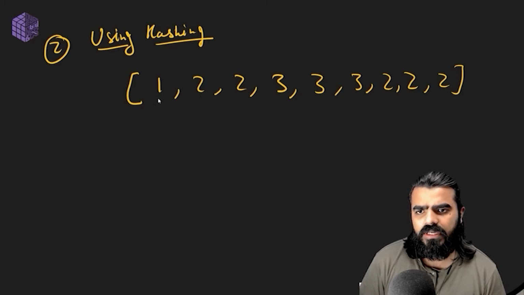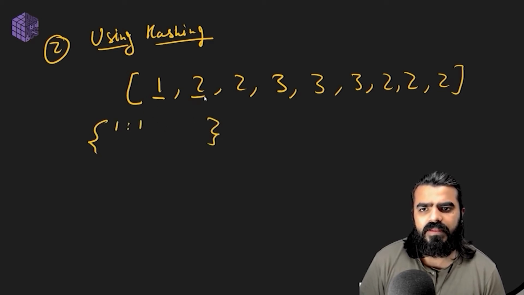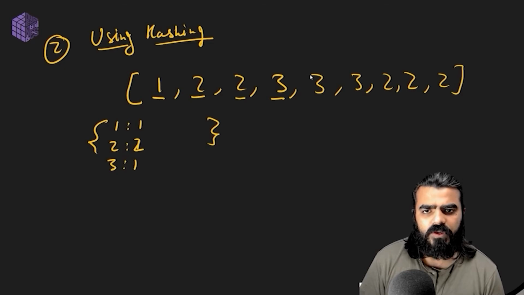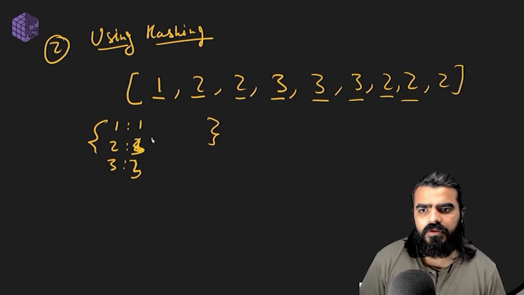So what we can do is select the first one, and let's say we make a hash map over here. For the first element, we say its count is 1. Then the next 2 comes, we put its count as 1. The next 2 comes, we see it is already there, we increment it, so 2's count becomes 2. 3's count becomes 1 because it's coming for the first time. 3's count becomes 2. We increment the count whenever we see an element coming again, right? So it becomes 3, it becomes 4, and then it becomes 5.